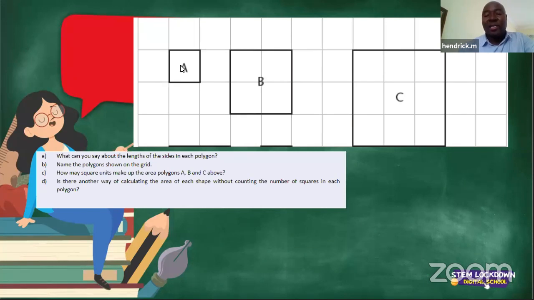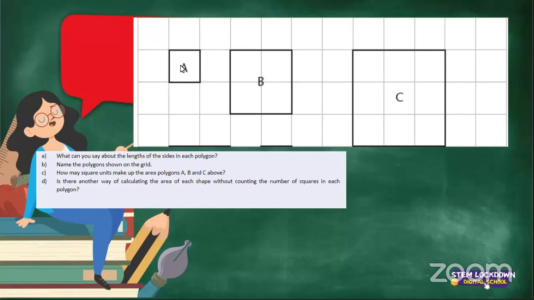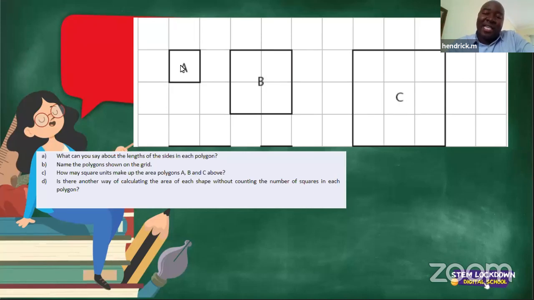Who can tell me what is the length of C in centimeters? We said that the length of square A is 1 centimeter. The length of square B is 2 centimeters. Yes, Kiandra. Each length is 3 centimeters long. Yes, you are talking now about square C. Yes, exactly. So the square C there, each length will be 3 centimeters. All right.